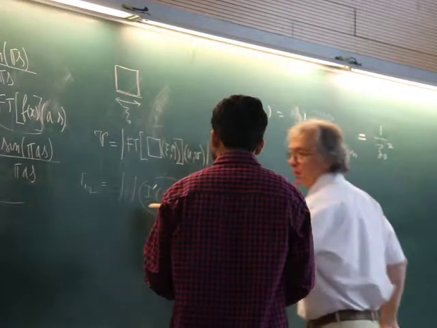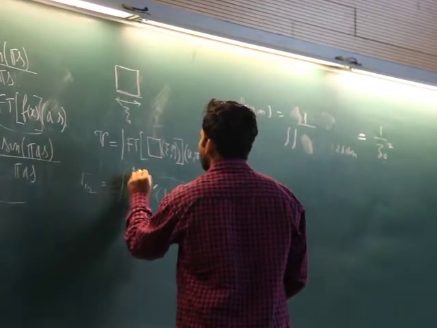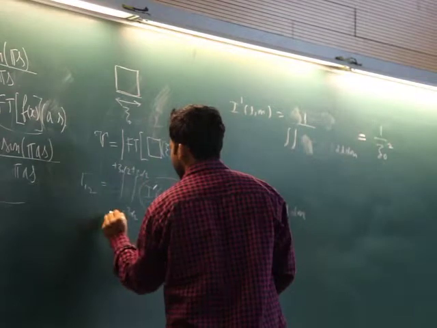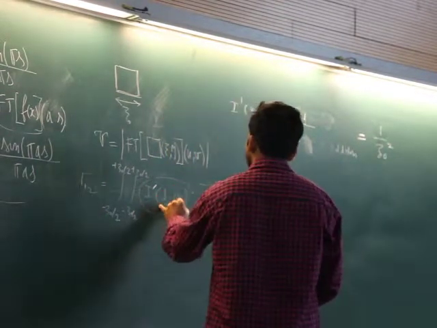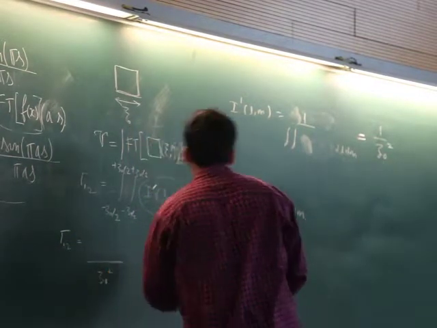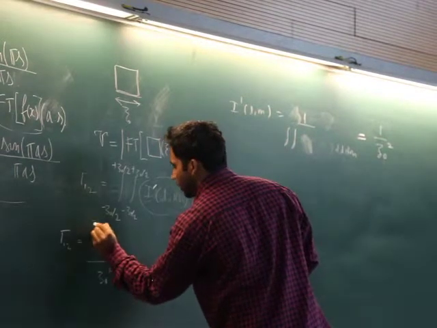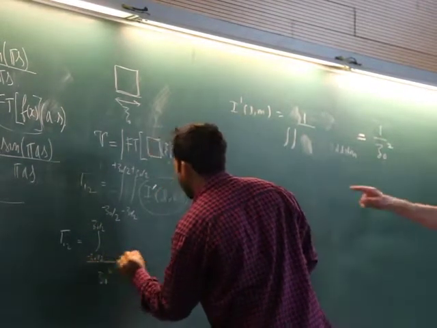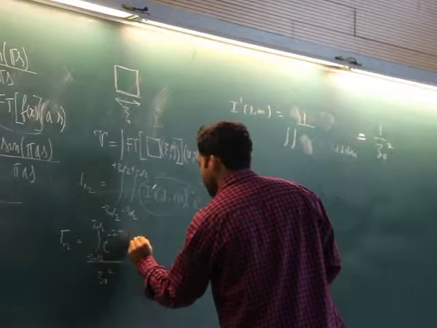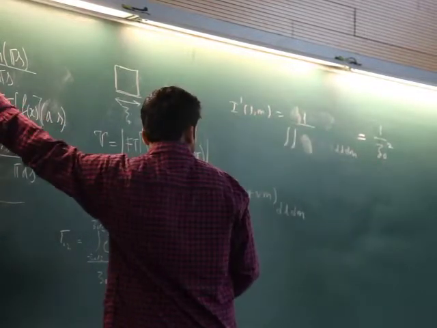But now we have to specify what are the boundaries, the limits of integration. And this integration, we did it last time, in fact. So now we separate the two integrals as a product of two integrals in one dimension. Yeah, exactly.